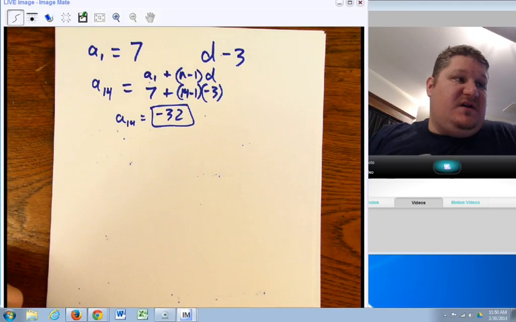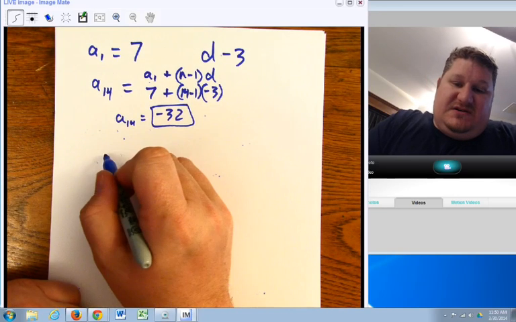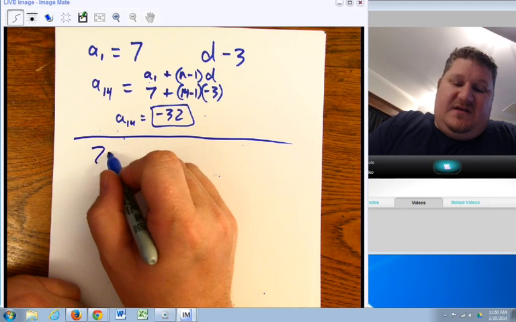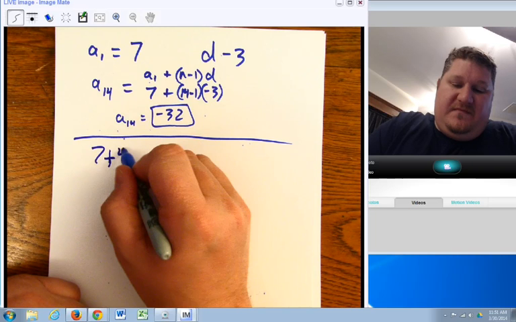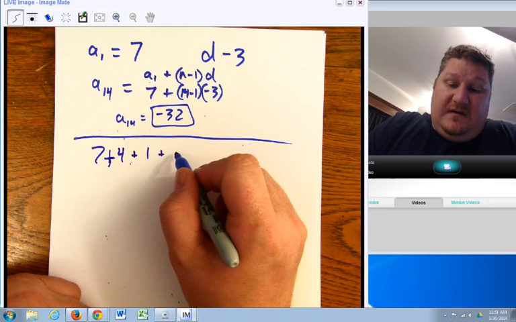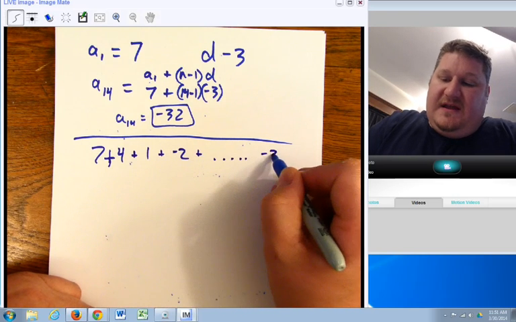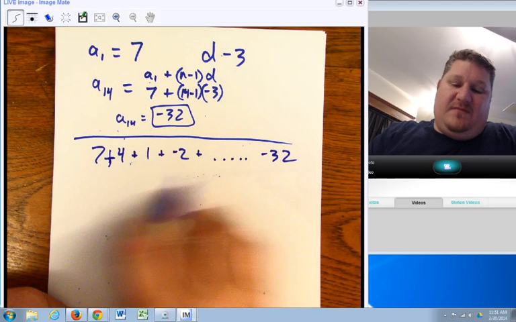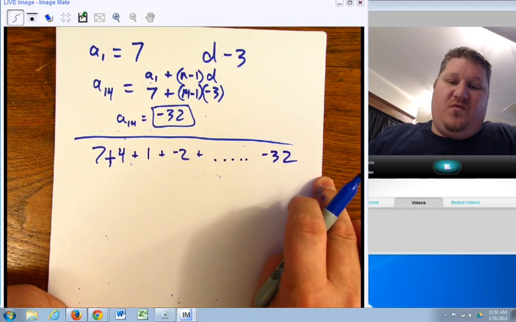If I wanted to find the sum of a series, in our case, if I take this series here, 7 plus negative 3, so I get 4, then I get 1, then I get negative 2, then I get ... all the way till I get to negative 32. If I wanted to add these up, I can add each piece individually, or I could just find a way to add them all up together.